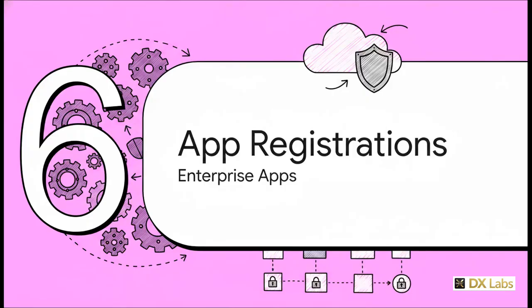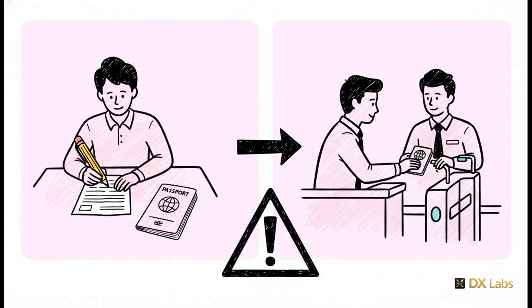Section 6. App Registrations and Enterprise Apps. Okay, this is a classic exam trap, so let's make it crystal clear. Think of getting a passport. App registration is like filling out the application for the passport. You provide your metadata, you state who you are, and you request permissions. An enterprise application, however, is like actually using that passport at border control. It is the instantiated service principal. It's the actual living instance of the app operating inside your tenant. Never confuse the two on the exam. Registration is the setup, the enterprise app is the execution.